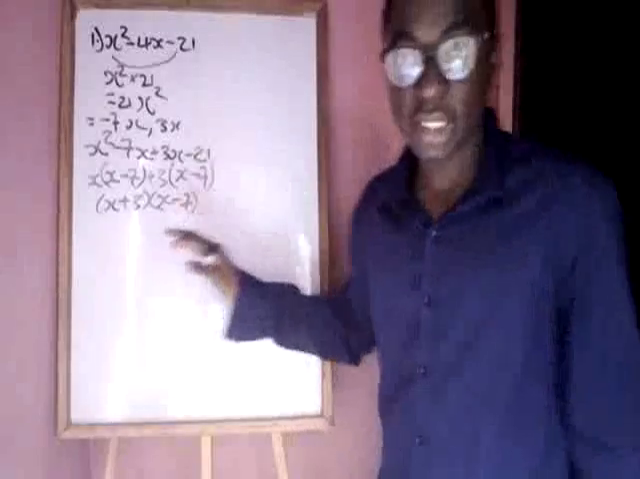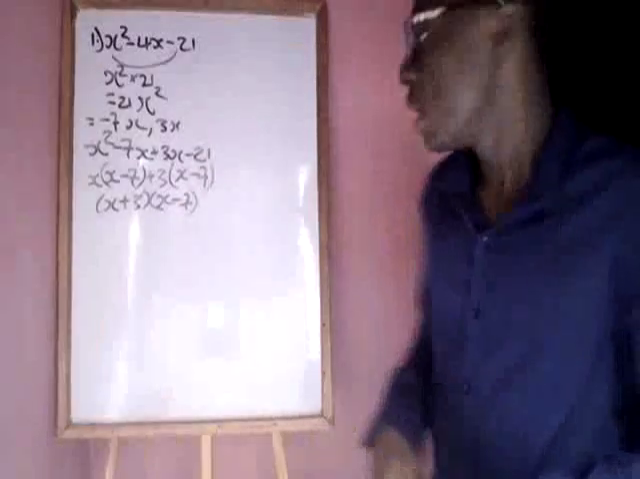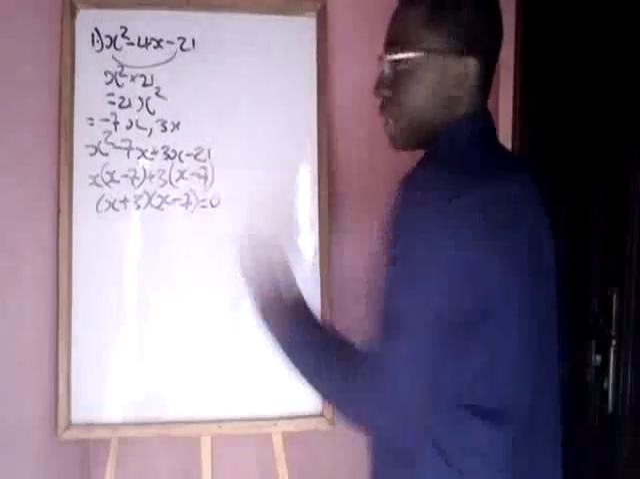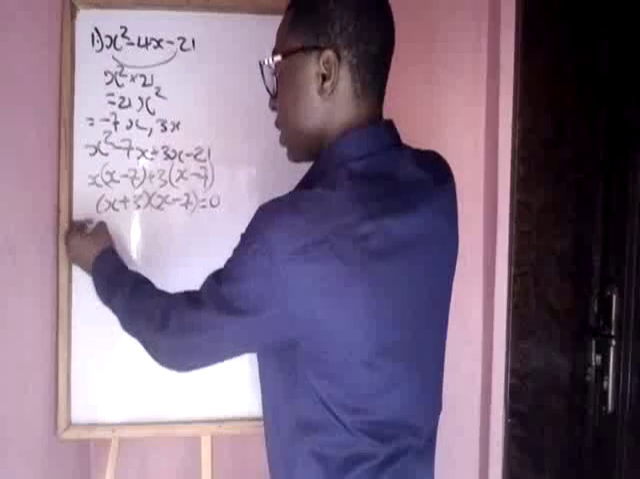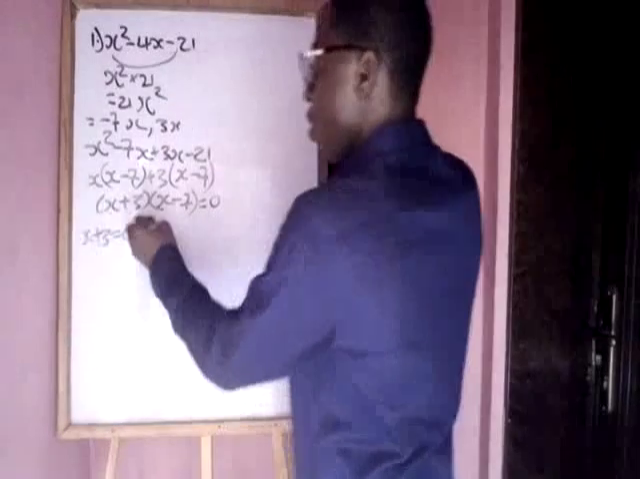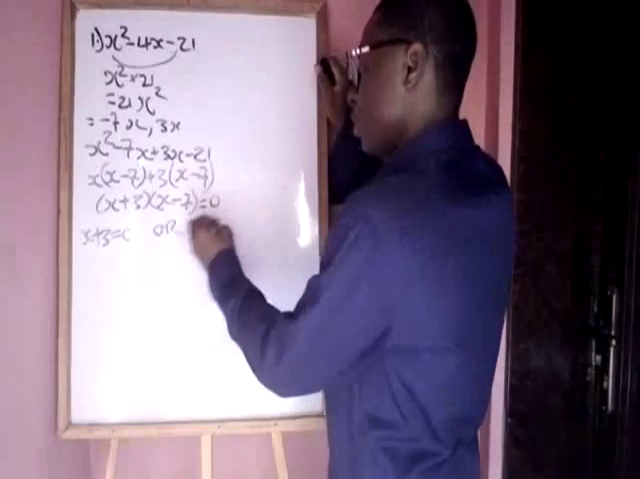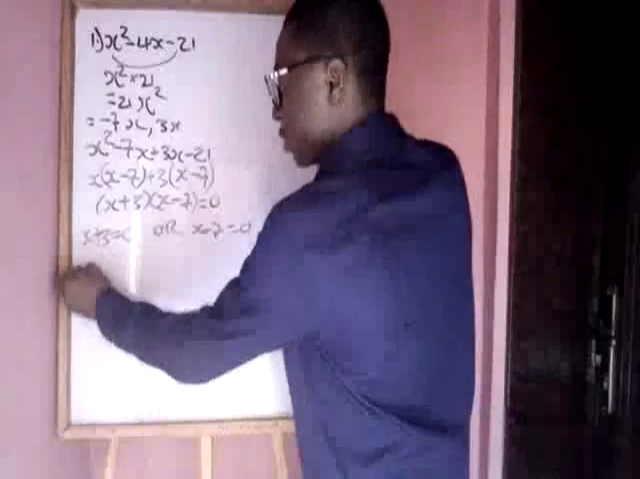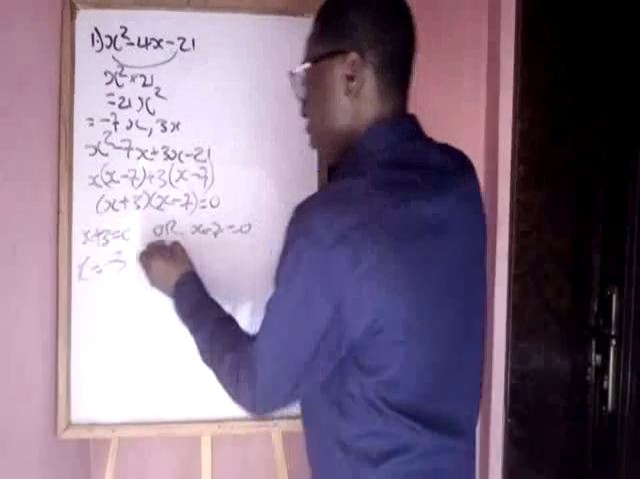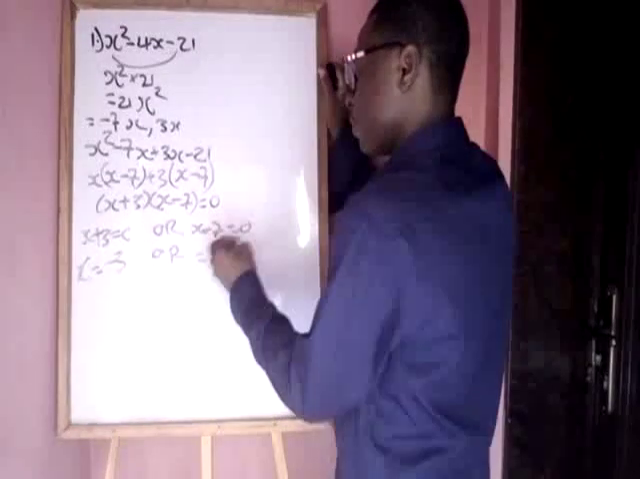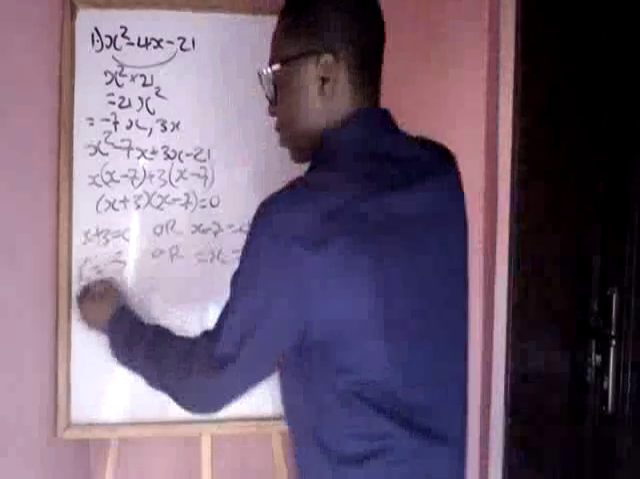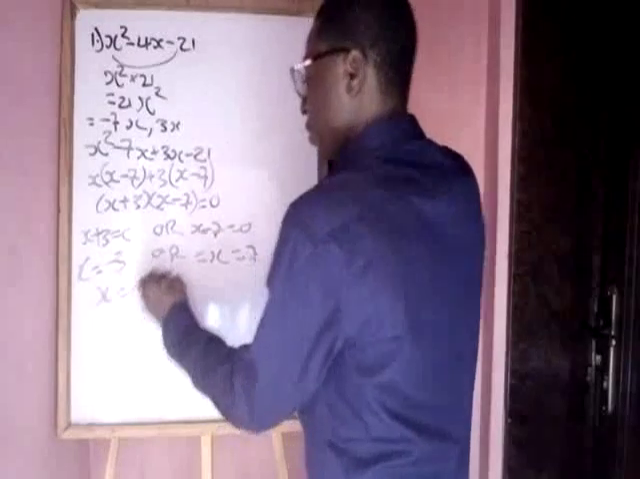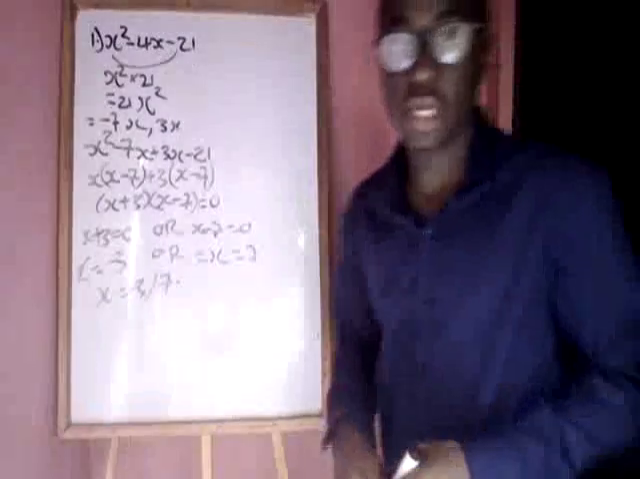You can also extend this into algebraic equations by making it equal to zero. So then you now solve like this: x plus 3 equals 0, or x minus 7 equals 0, and then we'll have x equals minus 3, or x equals 7. So that's x equals minus 3 or 7. That will be the solution of this kind of equation, if we're solving it in that way.